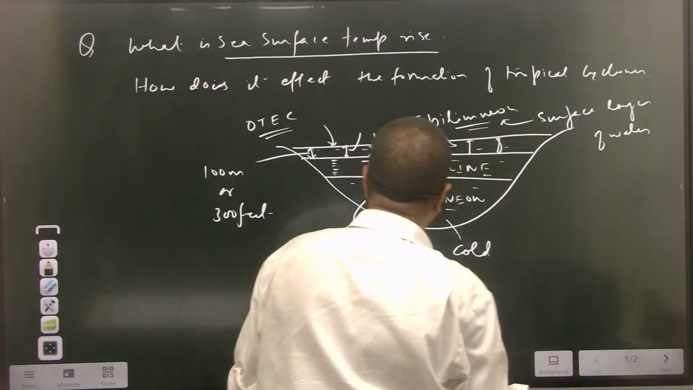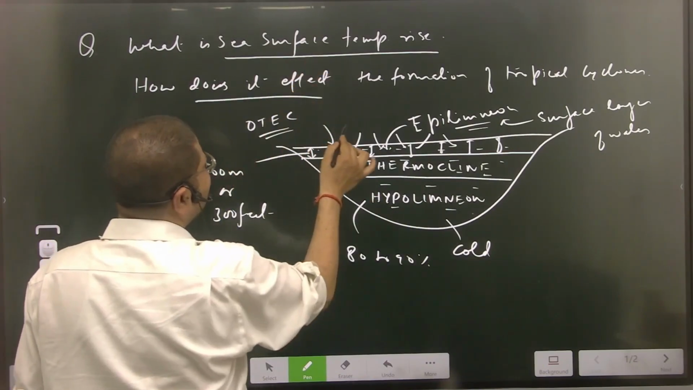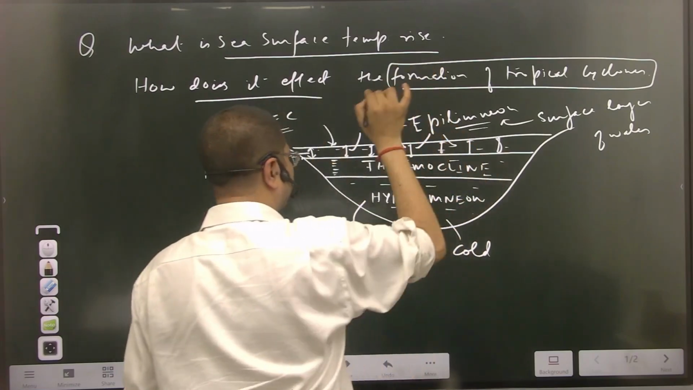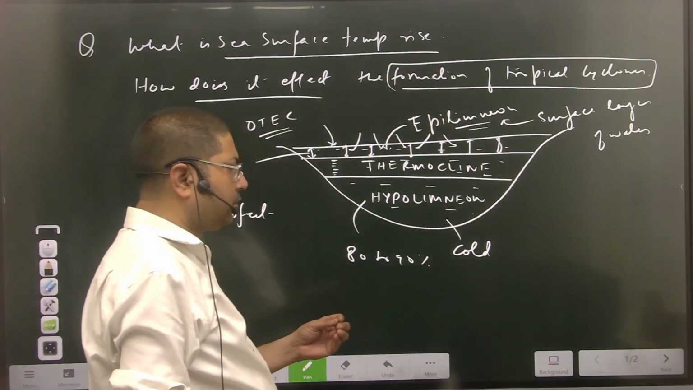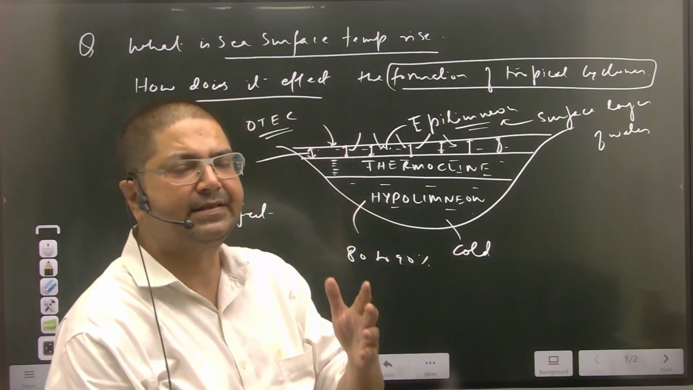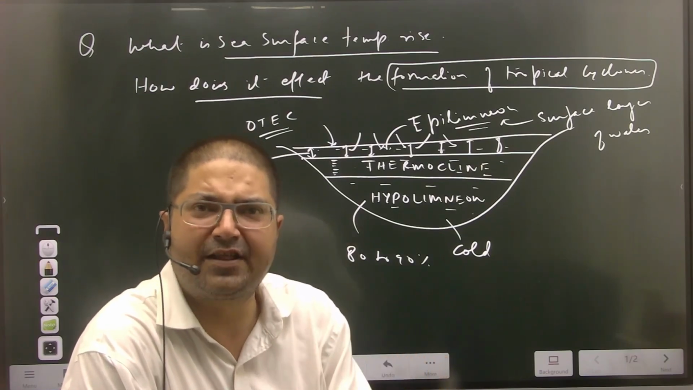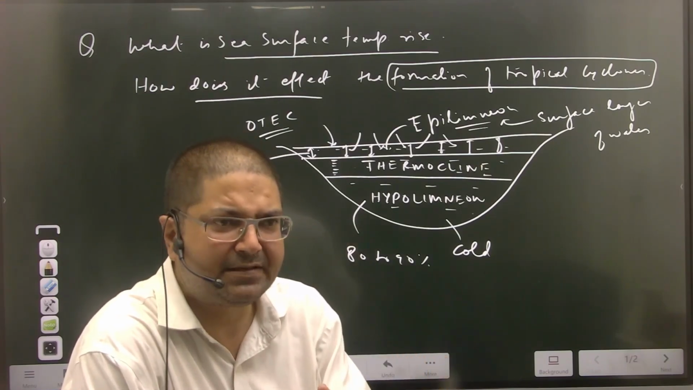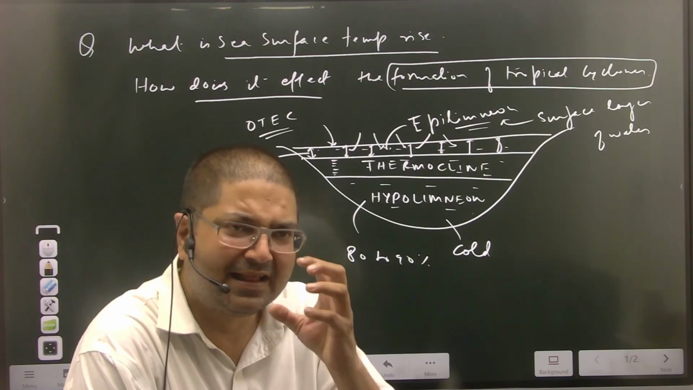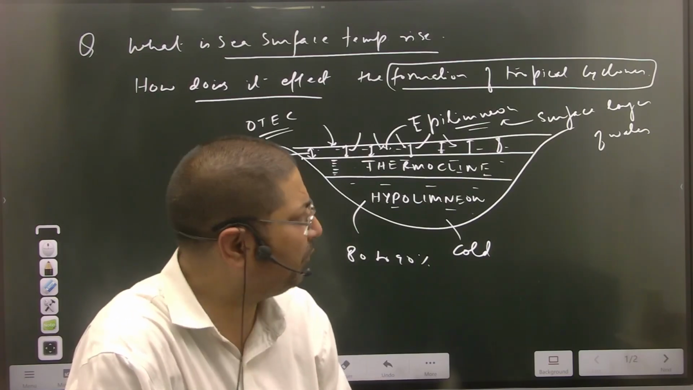Now the question was, how does the sea surface rise in temperature affect the formation of tropical cyclone? Tropical cyclones are defined as heat engines that are energized by latent heat of condensation. That means whenever vapor condenses, it releases latent heat of condensation. That is the main triggering process for the formation of tropical cyclone.